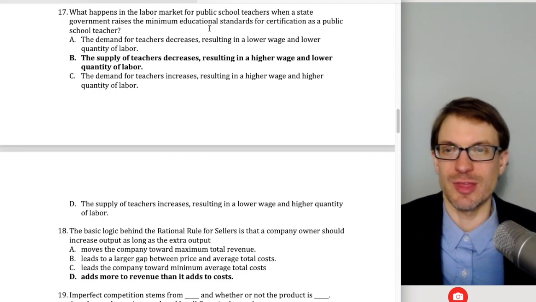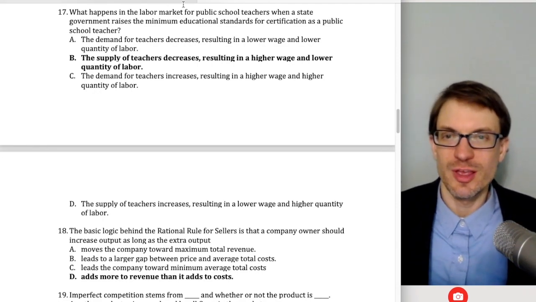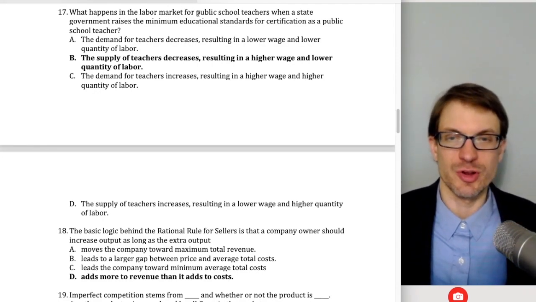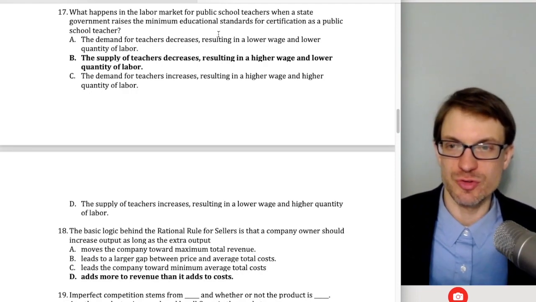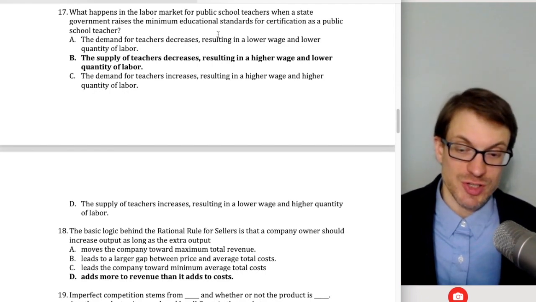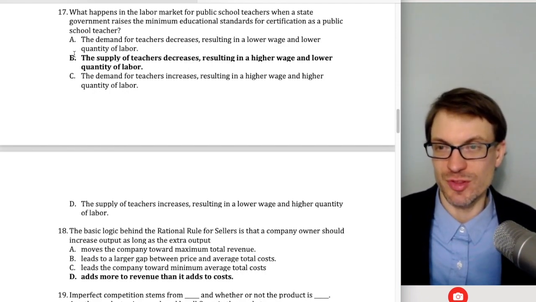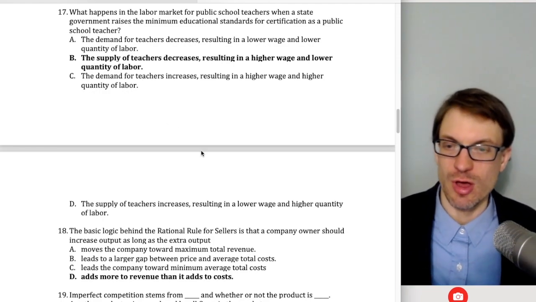That's going to be happening because these higher standards are going to make it more difficult. It's going to raise the costs of becoming a teacher, which means there's going to be a smaller quantity of teaching services available at all possible wages, right? That's why it's a leftward shift of the supply curve rather than a movement along the supply curve.